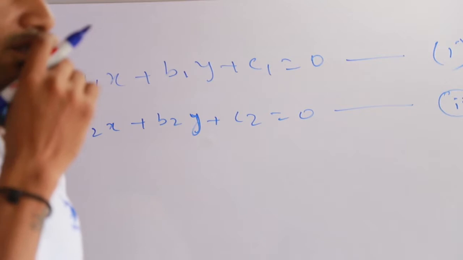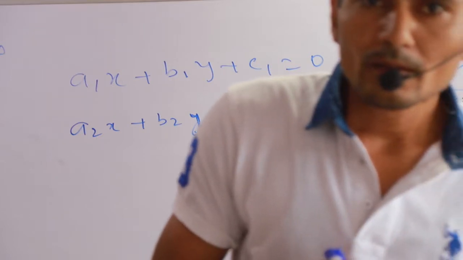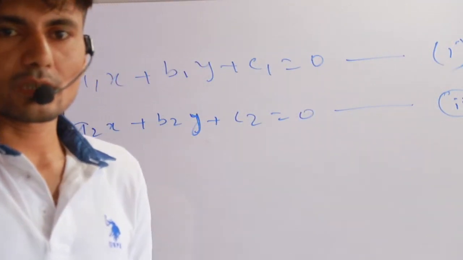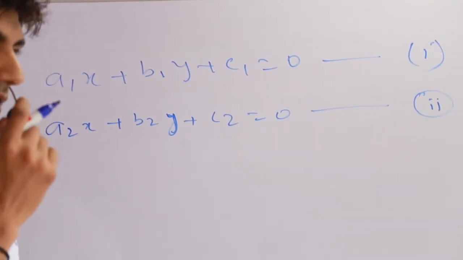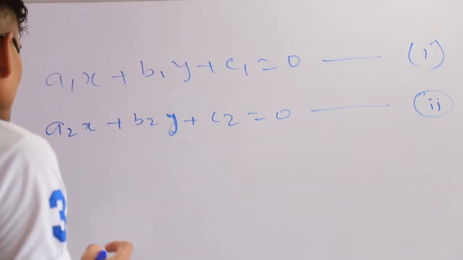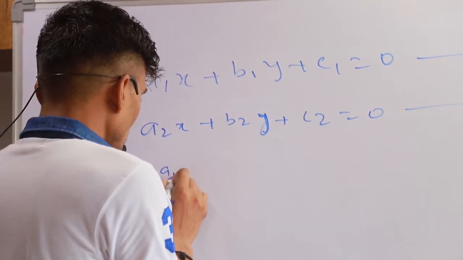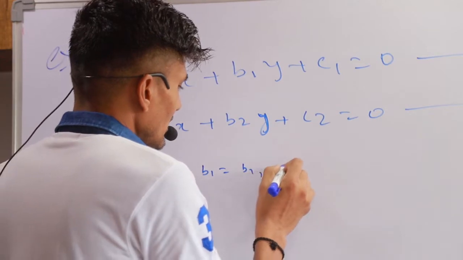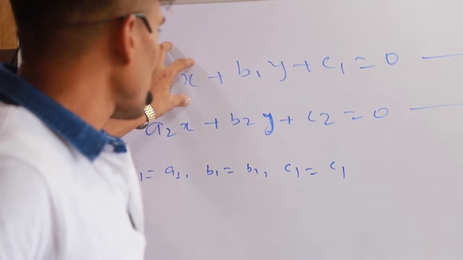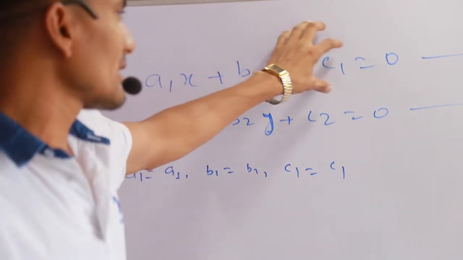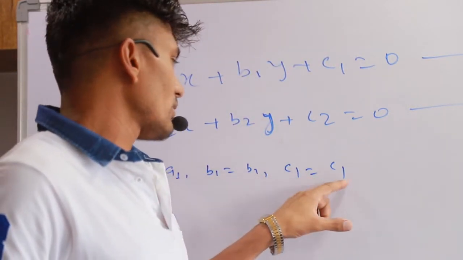By using both equations, we have to check how many types of solution, and how many solutions, the linear pair of equations has. At first we write the coefficients of the variables from equation 1 and equation 2. a1 is the coefficient of x, b1 is the coefficient of y and c1 is the constant term.